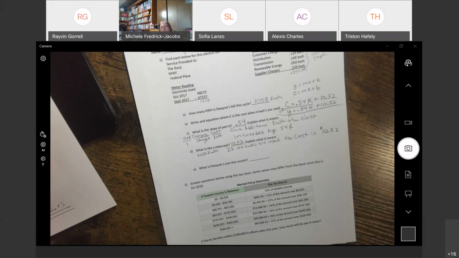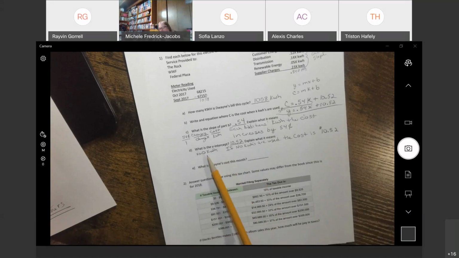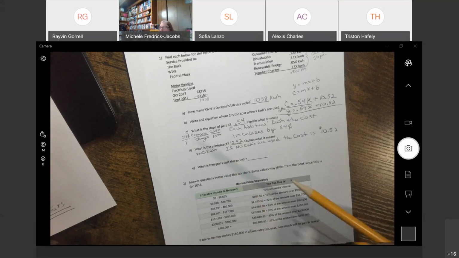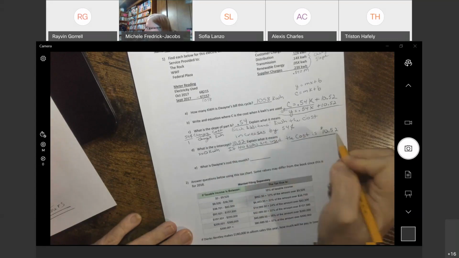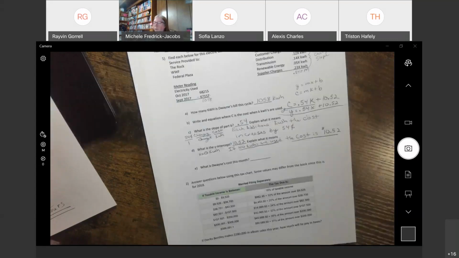Yeah, sorry. Nope. Again, for the writing, I did $10.52 as a fixed cost that will occur every cycle. This is in addition to the slope of 54 cents per cycle. I do want somewhere in there that it's if you use no kilowatt hours, because I want to know that you understand that's when X is 0. Okay. So somewhere in there you need no kilowatt hours used and cost is $10.52. Those are the two things I would be looking for.